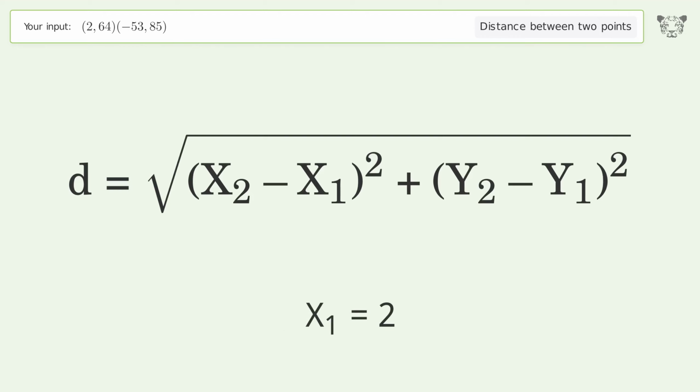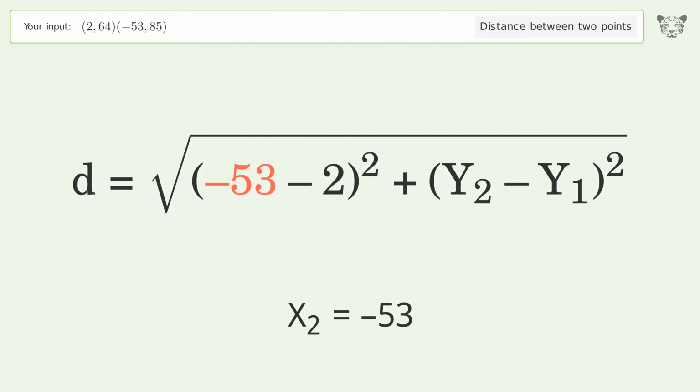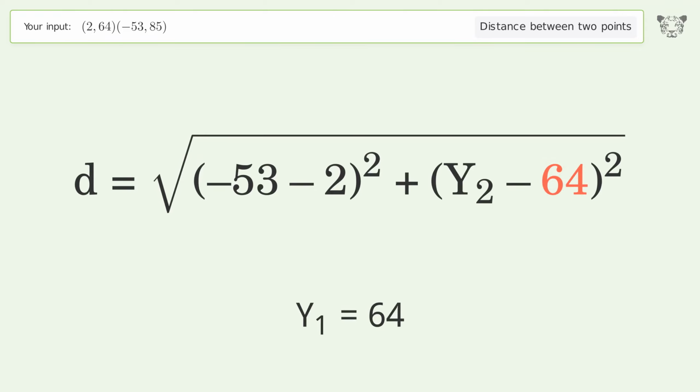x1 equals 2. x2 equals negative 53. y1 equals 64. y2 equals 85.